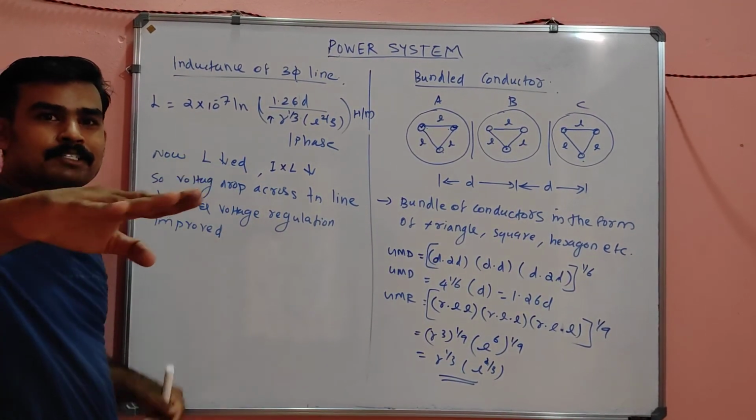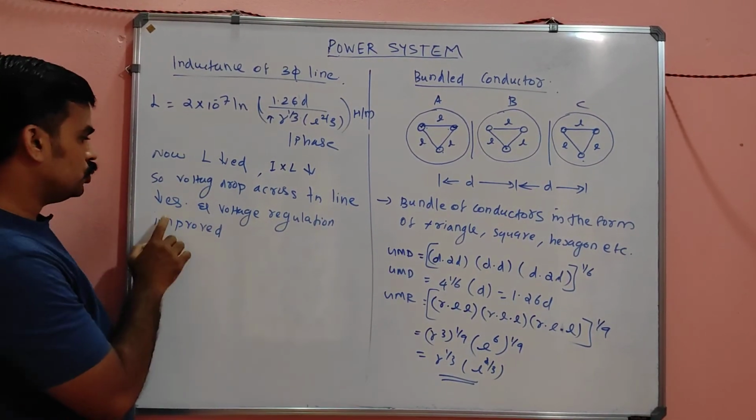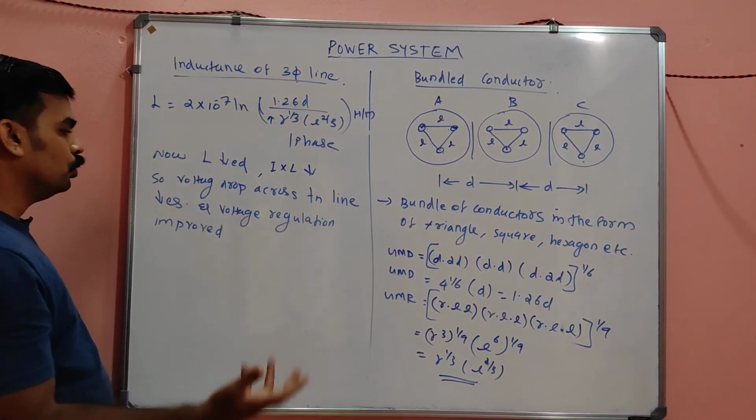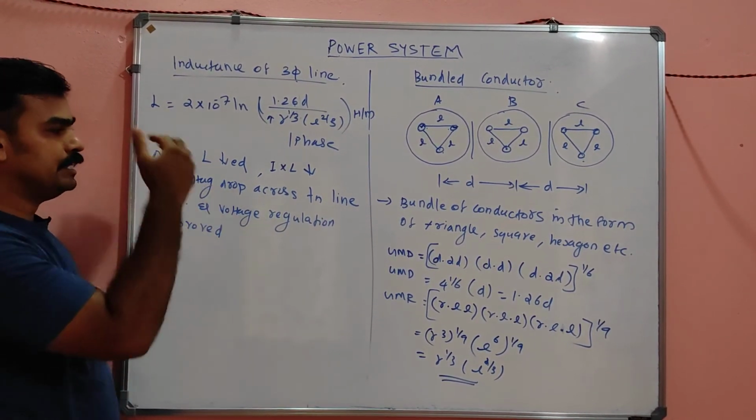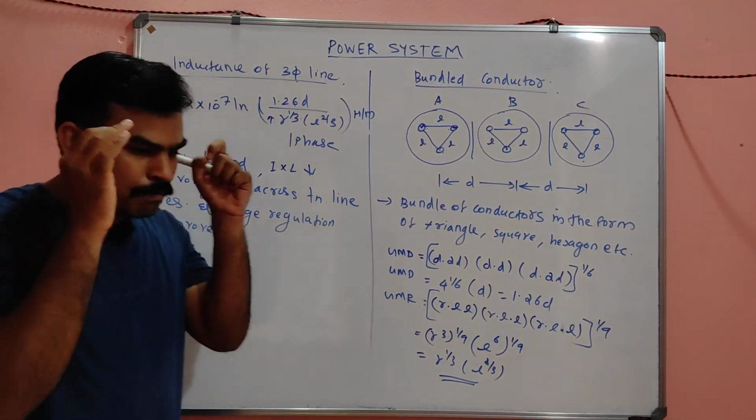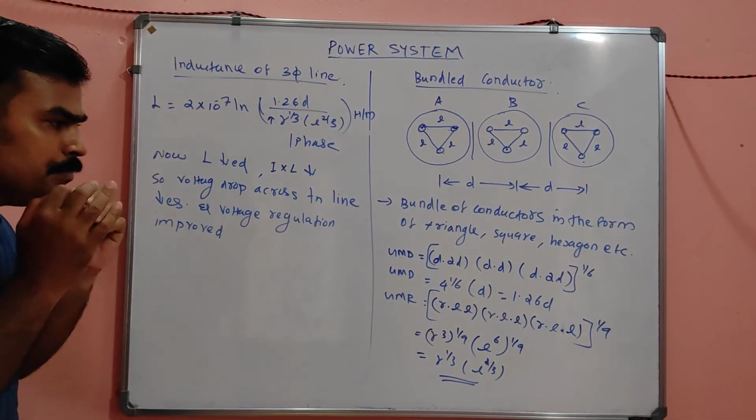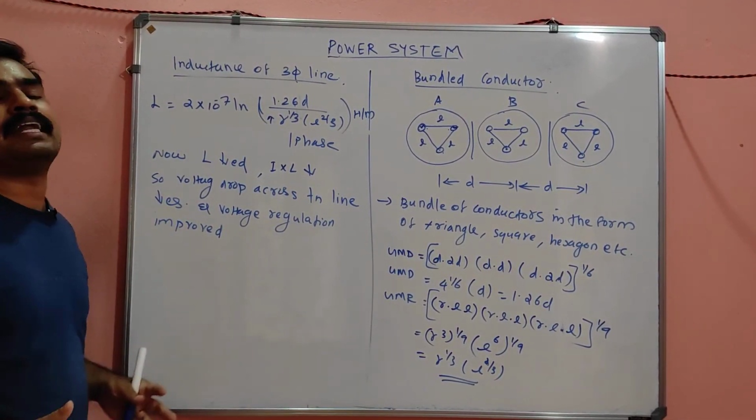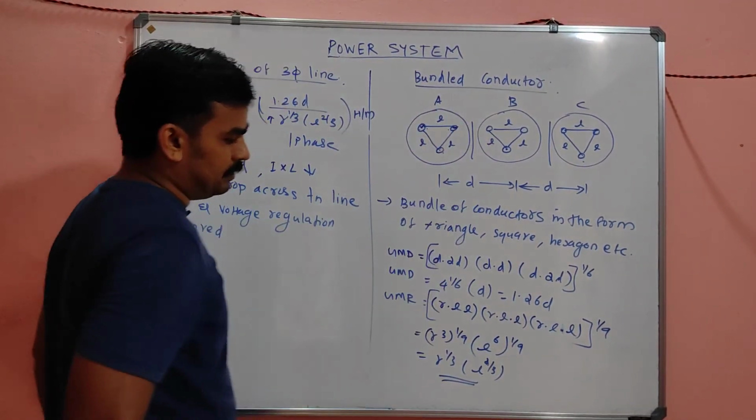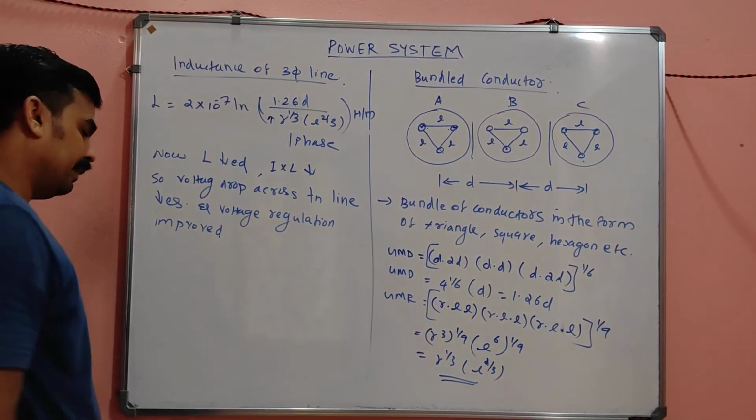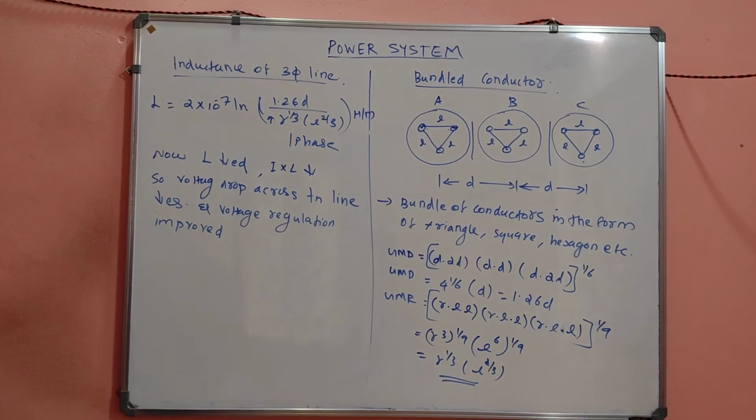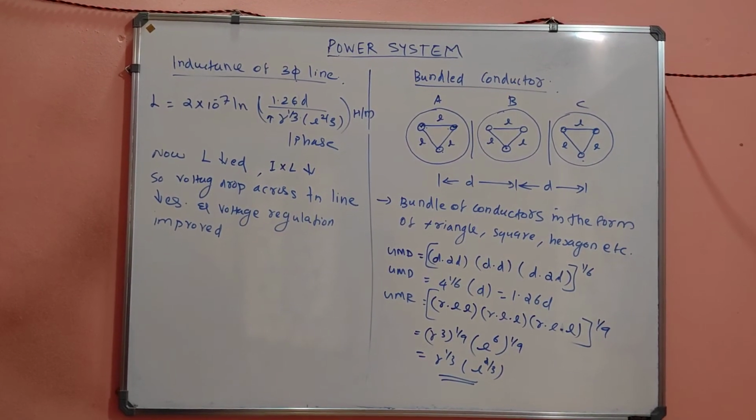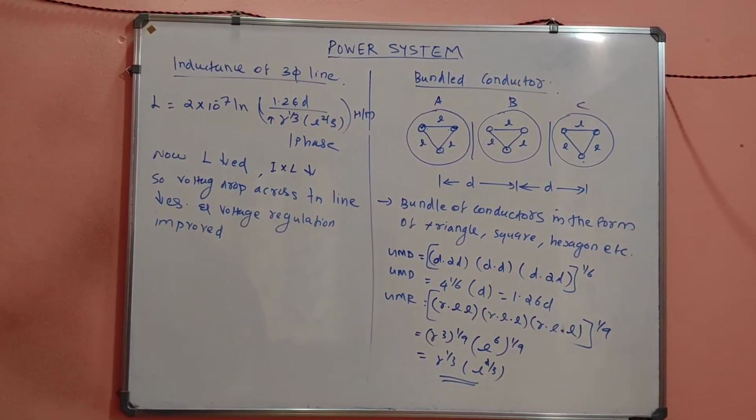That means the drop across the transmission line goes on decreasing, so that the voltage regulation improved. So that is the main peculiarity, that is the beauty, that is the main advantage of using bundled conductor in the transmission line. Is it clear, my dear? Is it clear?